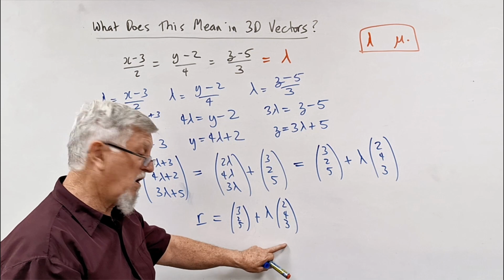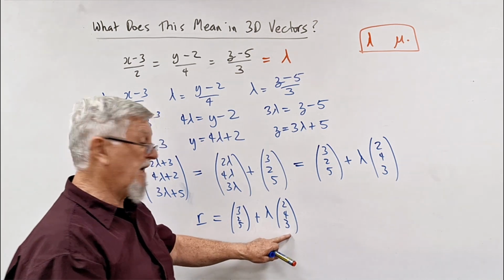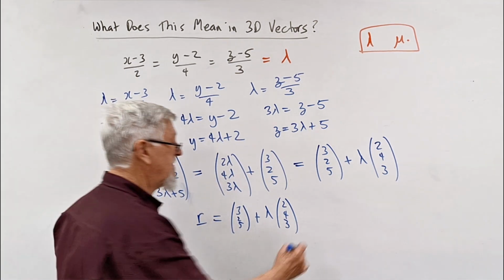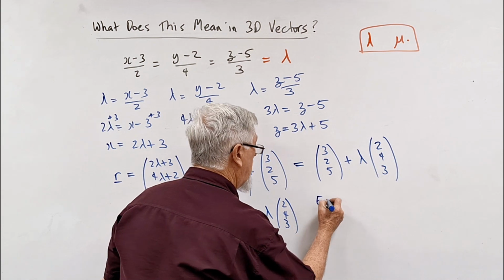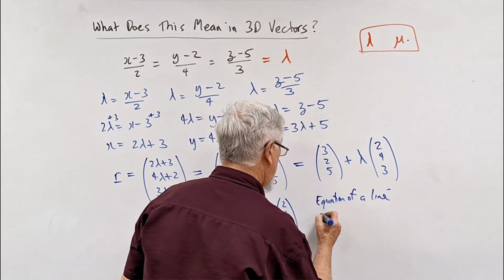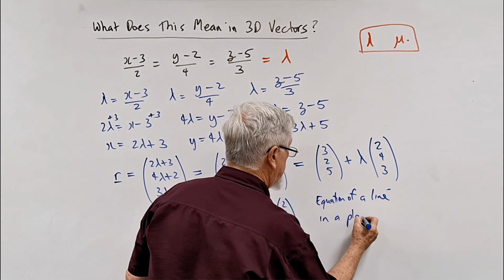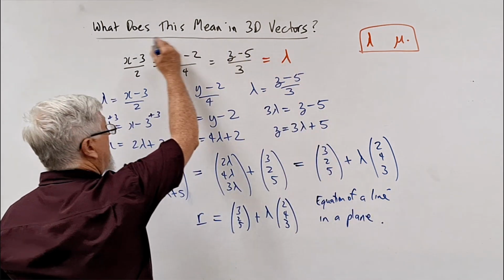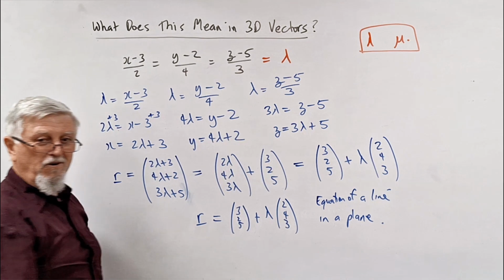So we're not giving the whole plane at all, we're just getting the line in the plane. So this is the equation of a line in a plane. When you see it written in that form, we're talking about the equation of a line in the plane.